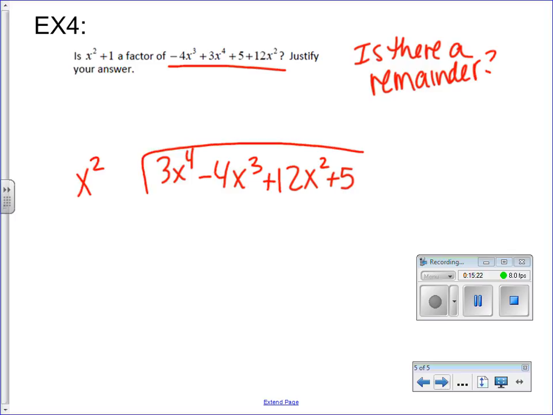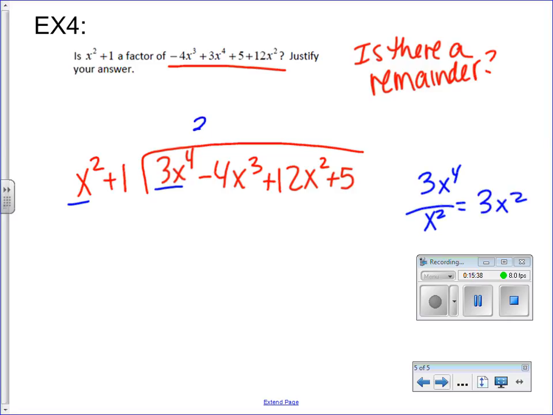I'm dividing by x squared plus 1. So you're going to see some kind of funky thing happen, and you'll see. Okay, so I'm going to see how many times x squared goes into 3x to the 4th. You can always do it on the side if you need to. Okay, it goes in 3x squared times.